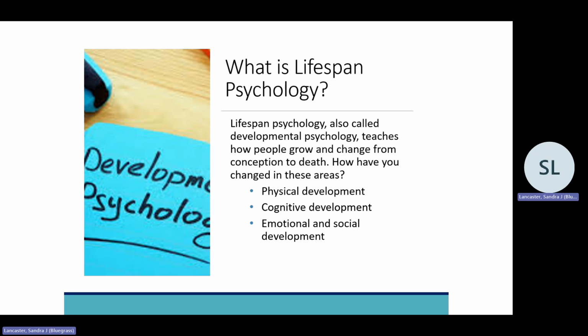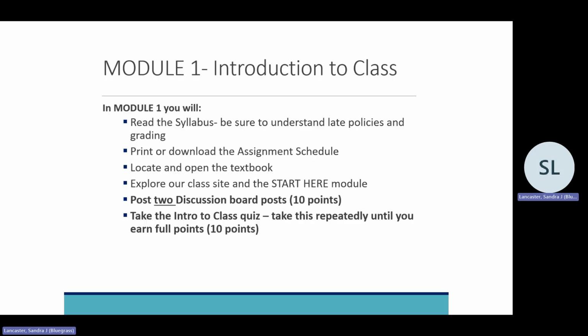So let's look at now more specifically what you need to accomplish this week. So this week is Module 1. The due dates are in Blackboard. I'll show you where to start when I get through this PowerPoint. So this week, it's important that you read the syllabus and understand the late policies and the grading. We'll take a look at that in a little bit. You need to either print or download or keep it somewhere where you can always look at it. I would use it as a checklist, and that's your assignment schedule. It's a list of everything you need to accomplish and the due dates.